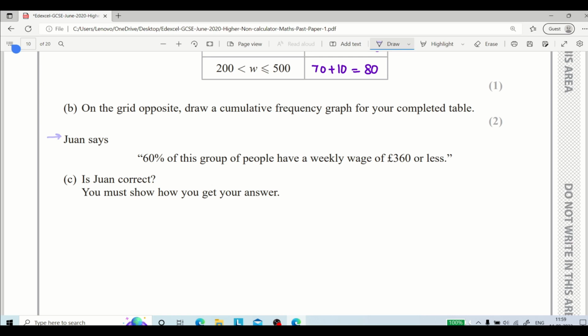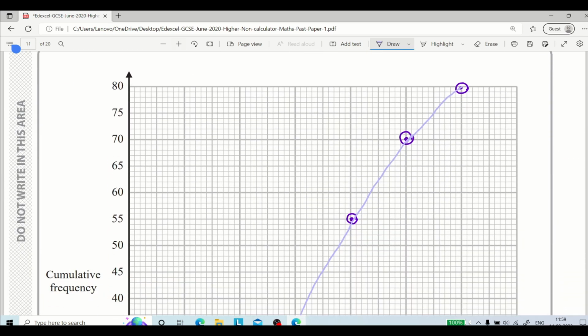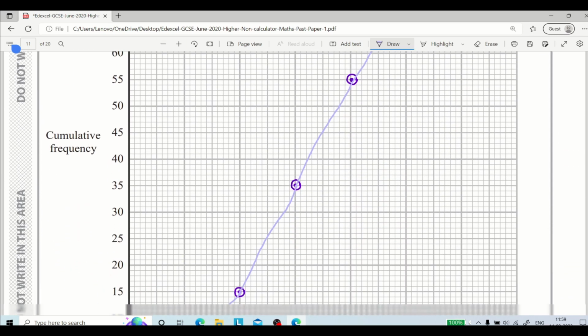John says 60% of this group of people have a weekly wage of 360 or less. We'll have to understand this using the graph. Let's come back to the graph.